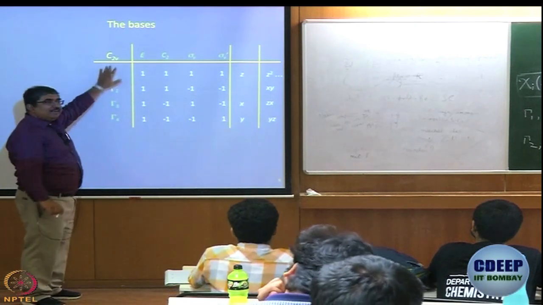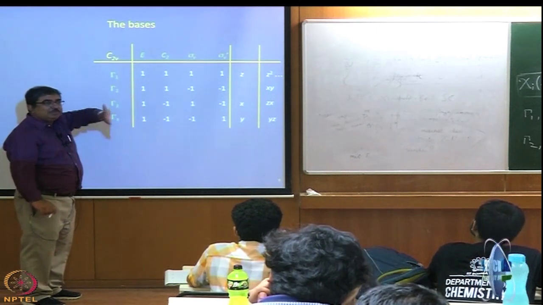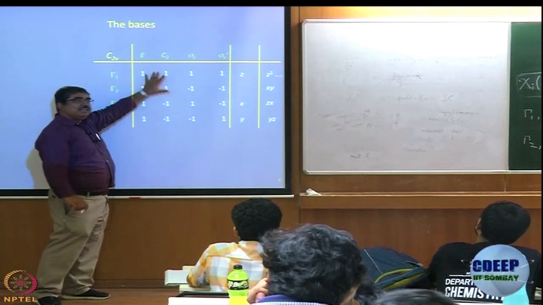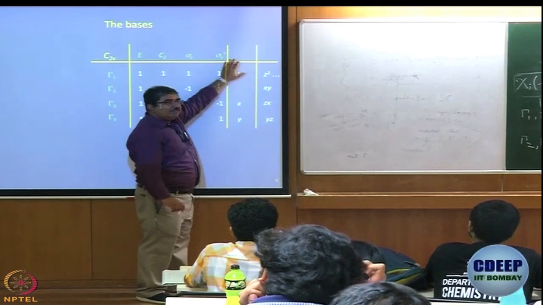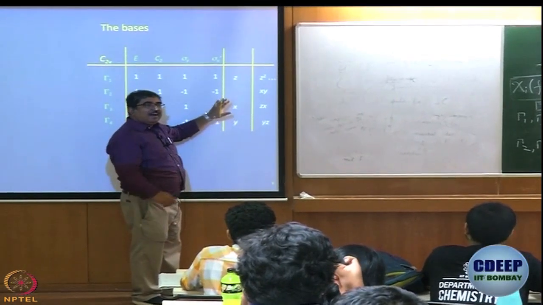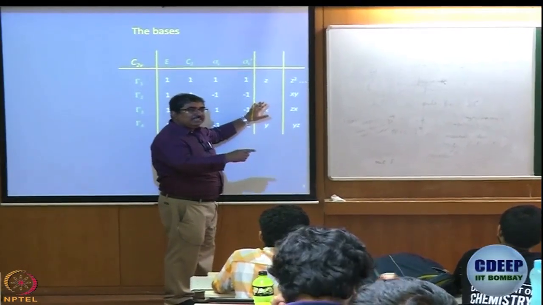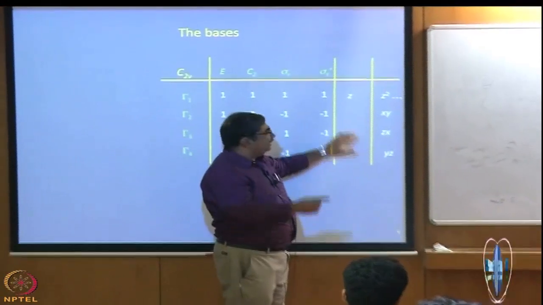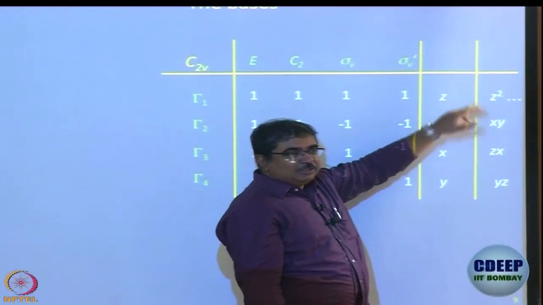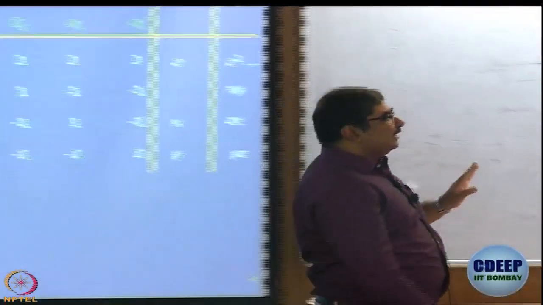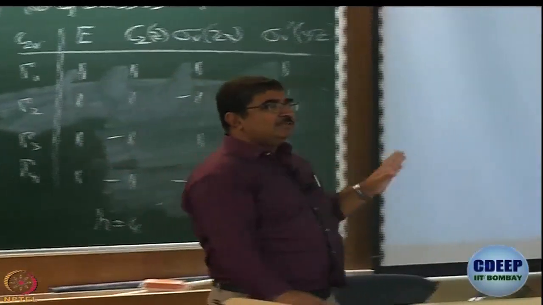In this region come the names of the irreducible representations, that is what we will do next. In this region you have the characters, and here there are two subdivisions. The first one is x, y, z, Rx, Ry, Rz: rotation with respect to the x axis, rotation with respect to the y axis, rotation with respect to the z axis. Here you have the quadratic terms.